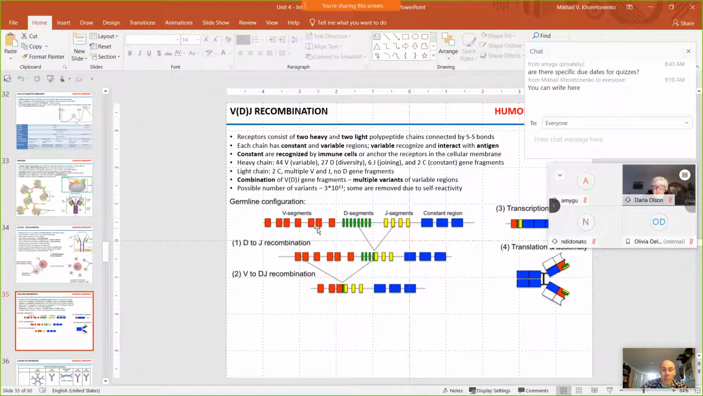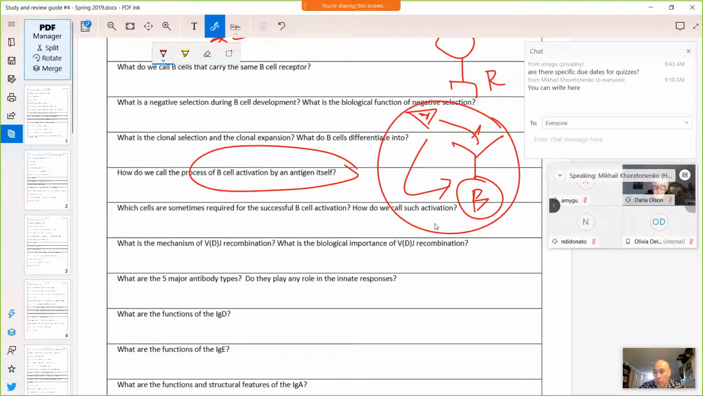Having multiple variable segments, multiple diversity, multiple joining, and multiple constant regions, you can combine them like you combine, I don't know, like, I mean, it's a lot of combinations, okay? Number 27, number 13, number 2, number 1. That's one combination. Number 4, number 26, number 1, number 2. Different combinations. So all in all, that gives you trillions of combinations. Basically, your B cells can recognize any antigen whatsoever.